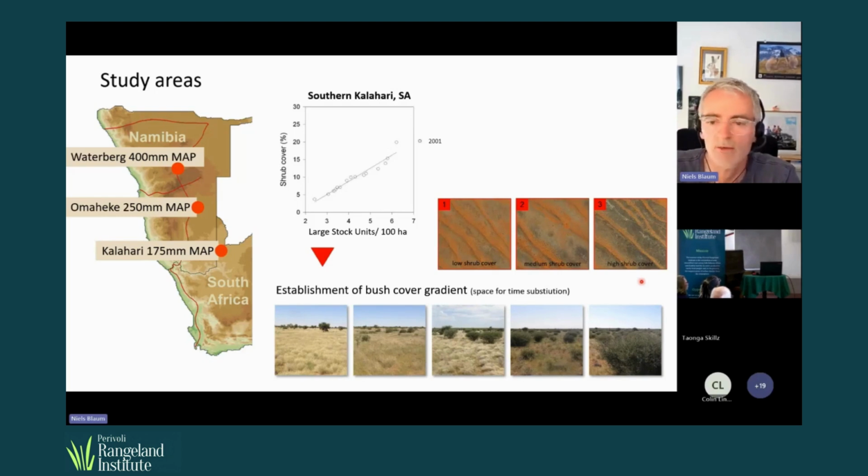It's called Senegalia mellifera now, but I keep Acacia. I can't remember the new name.